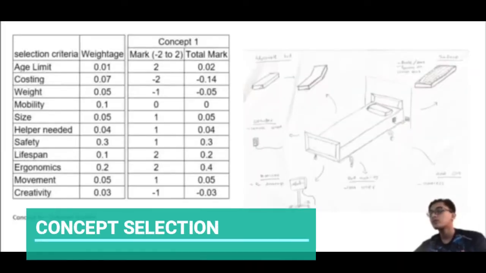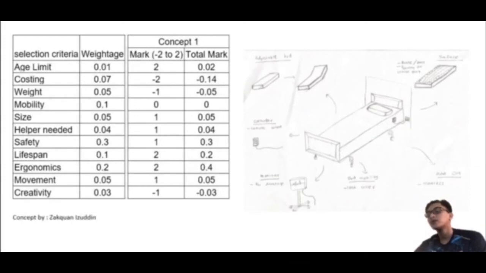As we have 4 concepts, which is less than 6, we will use scoring techniques to score our designs. The selection criteria are age limit, costing, weight, mobility, size, helper needed, safety, lifespan, ergonomics, movement, and creativity. For concept 1, I will talk a little bit about the best and the worst.